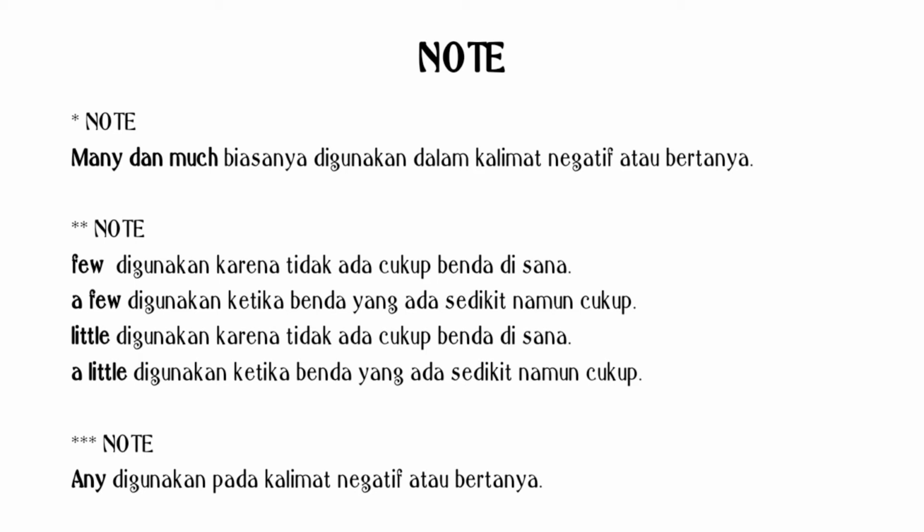For example, do you have many friends here? No, I don't have many friends here. For much, do you have much money? No, I don't have much money. Those are examples for many and much in negative and interrogative sentences.